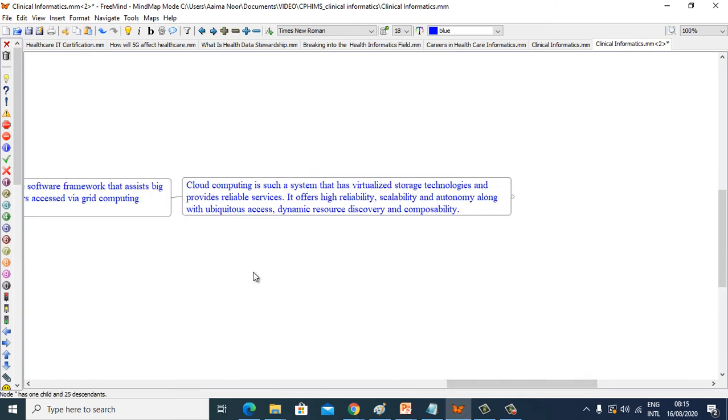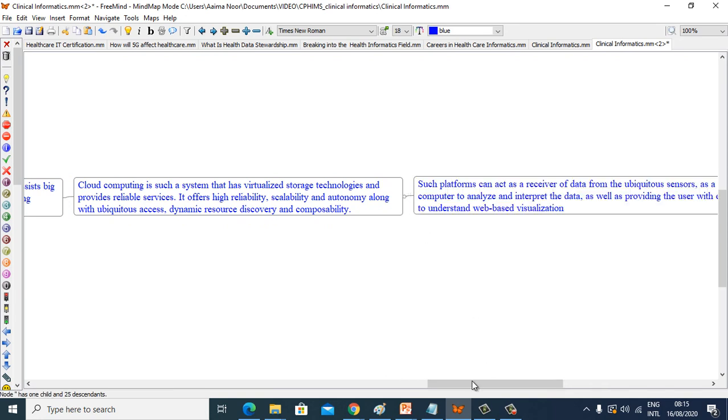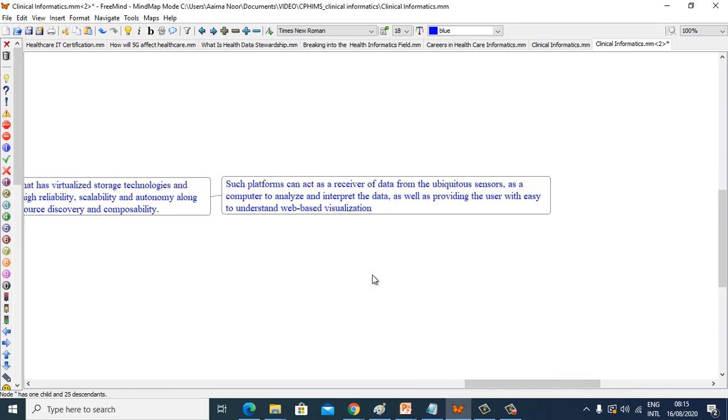Cloud computing is such a system that has virtualized storage technologies and provides reliable services. It offers high reliability, scalability, and autonomy along with ubiquitous access, dynamic resource discovery, and composability. Such a platform can act as a receiver of data from ubiquitous sensors, as a computer to analyze and interpret the data, as well as providing the user with easy-to-understand web-based visualization.